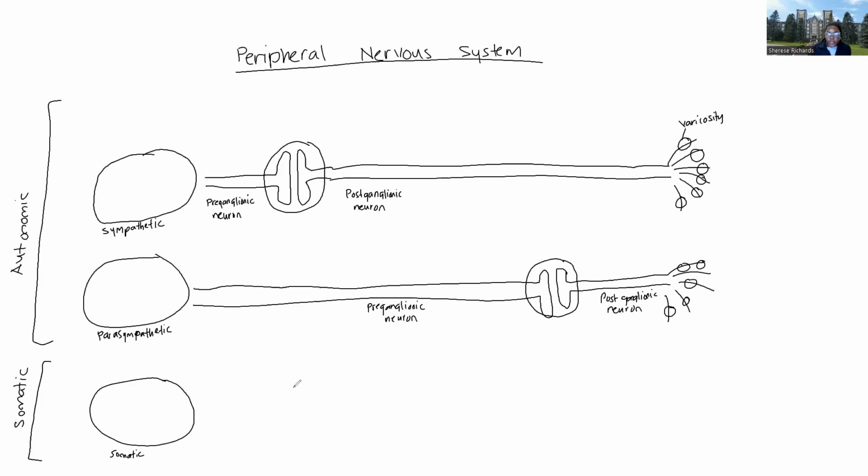Let's look at the somatic nervous system briefly. So we have one singular neuron, right? Nice and straightforward. This is called a motor neuron.